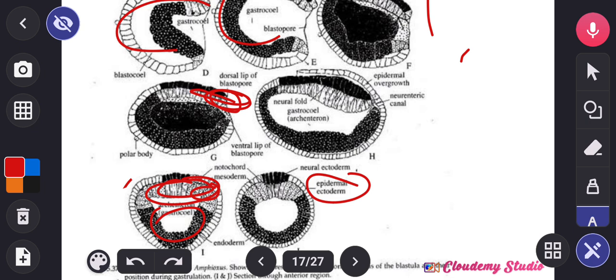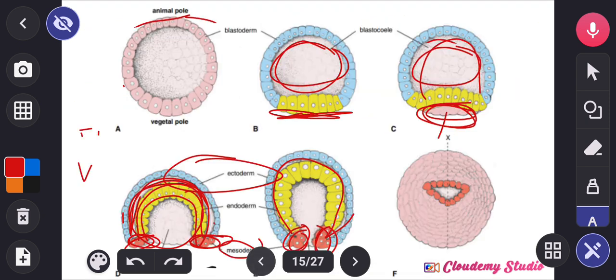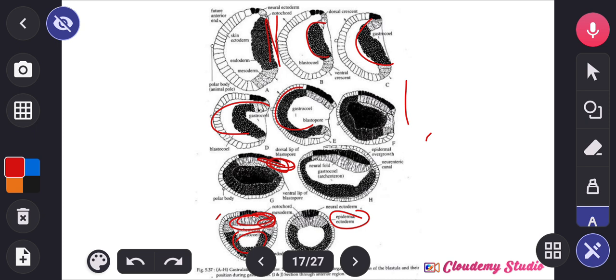You understand? The inward movement and the infolding, or the inward bending, of the endoderm and the mesoderm is also referred to as invagination. You understand? It is what we refer to as invagination. Now, during invagination, there will be formation of a cavity. And this cavity is what we refer to as the archenteron or the primitive gut.